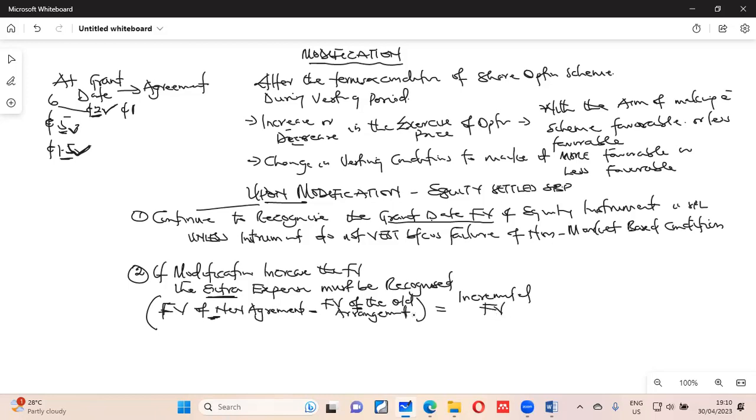Incremental fair value. Now, when you get the incremental fair value, then you go ahead and spread this incremental fair value. All right, so let me make it 0.3. The extra we are talking about here, which is by virtue of the incremental fair value. So let me say the extra expense is also spread over the period.